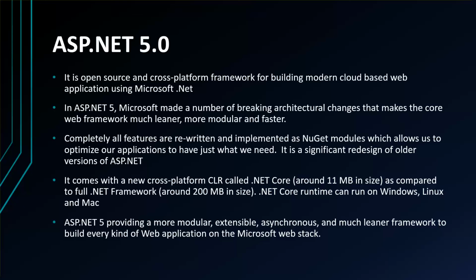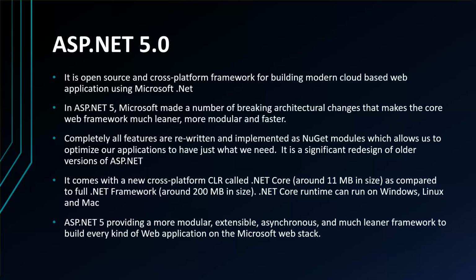In ASP.NET 5, Microsoft made a number of breaking architectural changes. That means they redesigned everything from scratch, and that is one reason the web framework is much leaner, more modular and faster. All features are rewritten and made available as NuGet modules, which allow us to optimize our application to have just what we need. It is a significant redesign of the older version of ASP.NET.